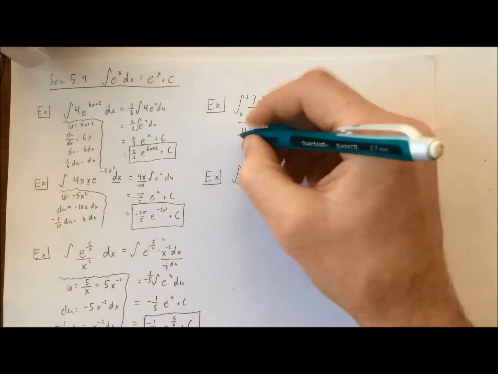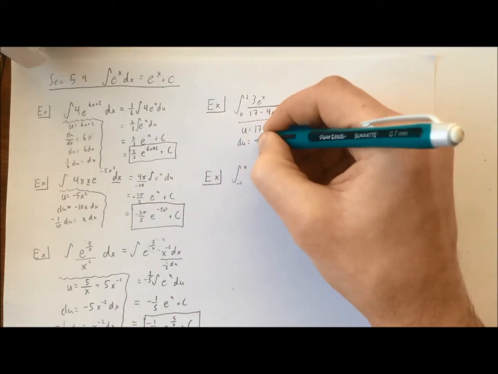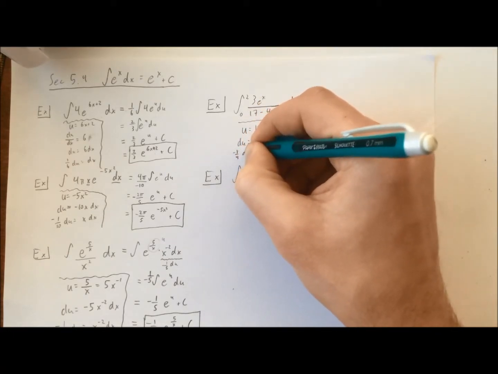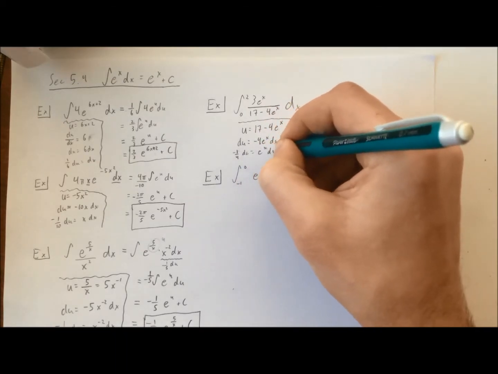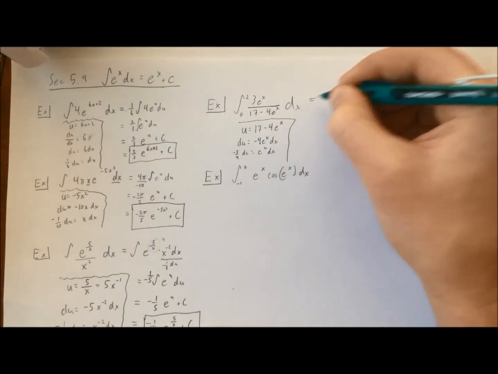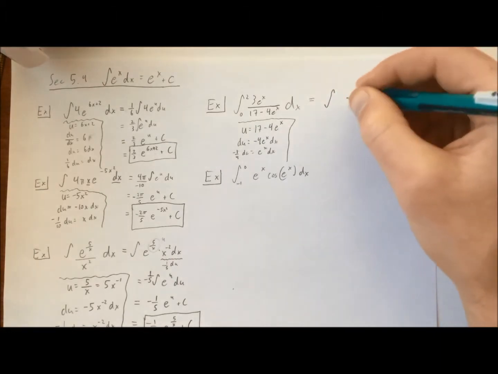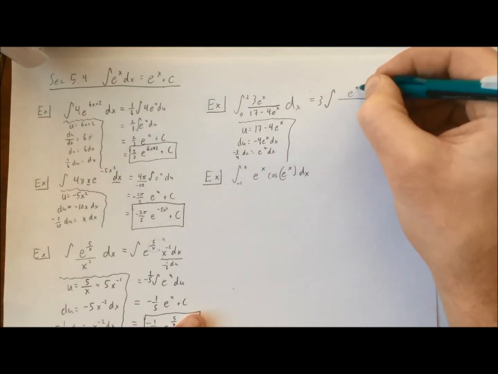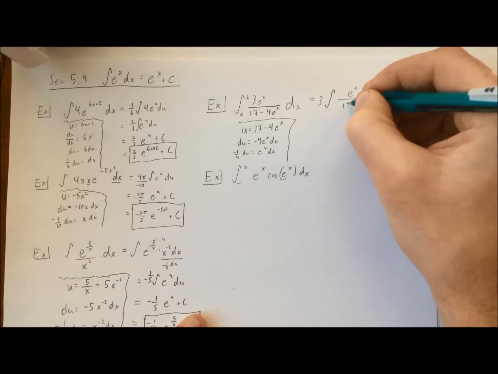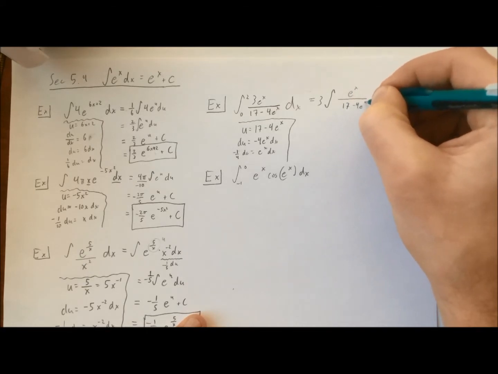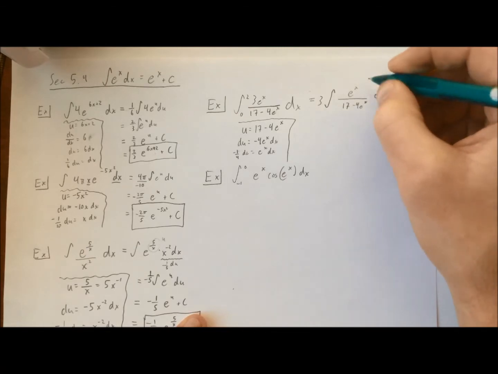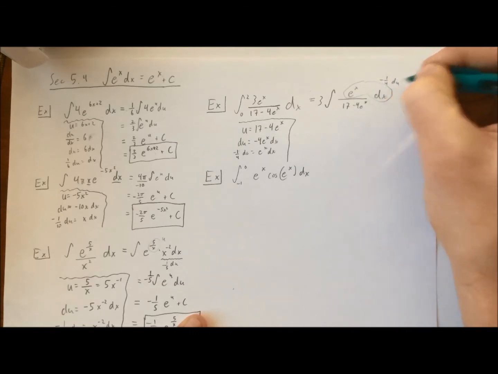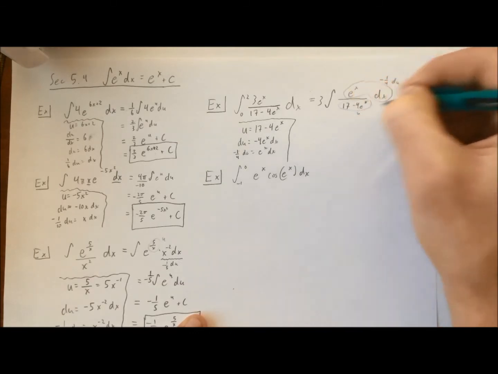Alright, assuming you paused the video, you can check with mine right now. Du is going to be negative 4 e to the x dx, or negative 1/4 du is equal to e to the x dx. So this is going to become, I'm going to kick this 3 out front here. It's e to the x, 17 minus 4 e to the x dx. Well, this part right here is my negative 1/4 du. This is my u right here.